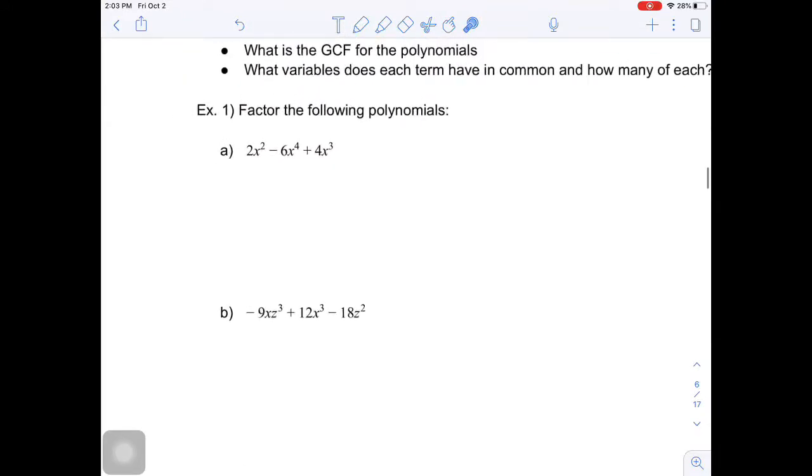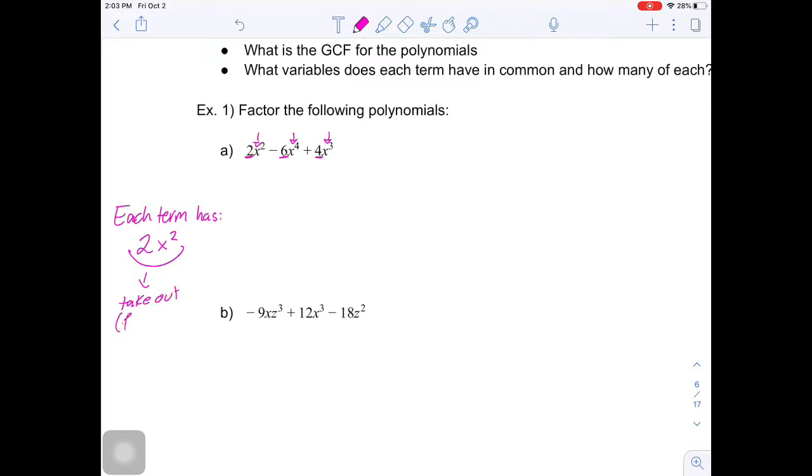So here, we have 2x squared minus 6x to the power 4 plus 4x cubed. What does each term have in common? Well, their numbers are all divisible by 2. So 2, they each have an x. And what do they have in those x's? Well, the smallest amount of x that each one has is 2, so they all have at least x squared in common. So what I'm going to do is I'm going to take this out.